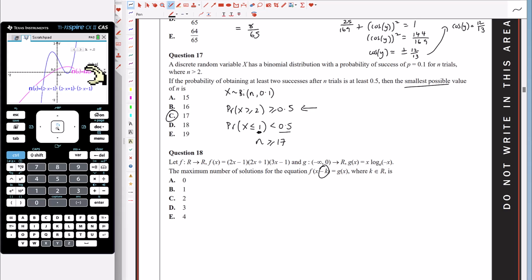See if that'll let me grab it now that I've done some adjusting. Nope. There we go, okay. Just going to get that out of the way.